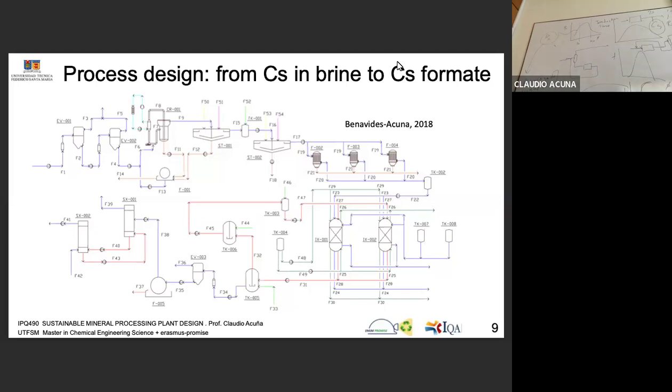So we end up with this product. It was the easy one to handle, to produce, and then we can sell cesium chloride. You understand? Okay. So this will be the process design with the mass balance.